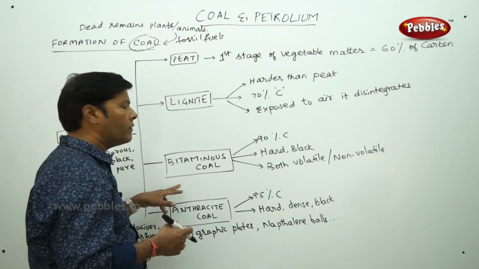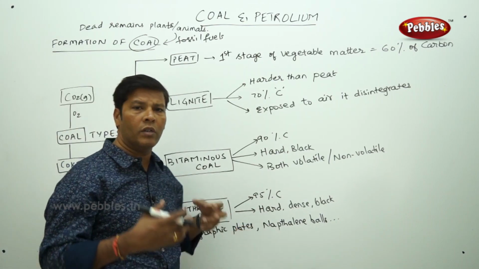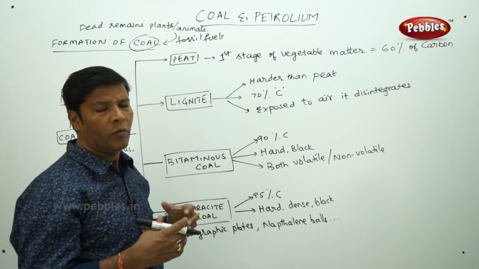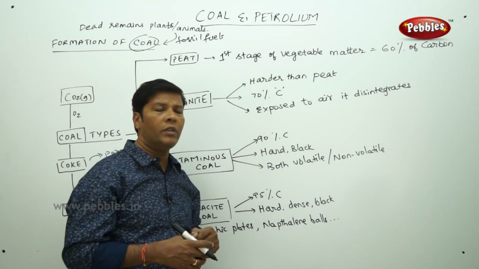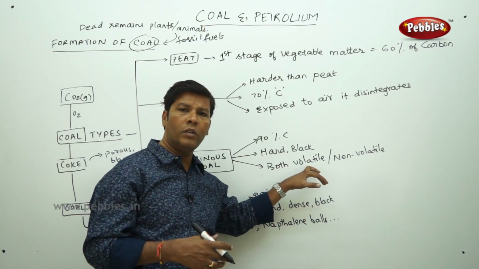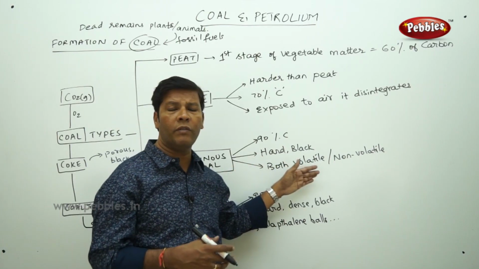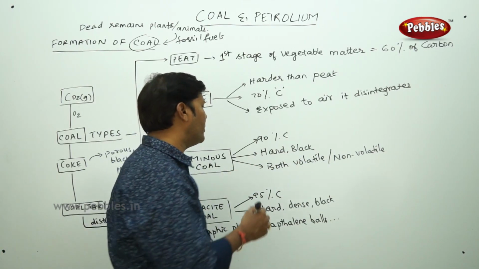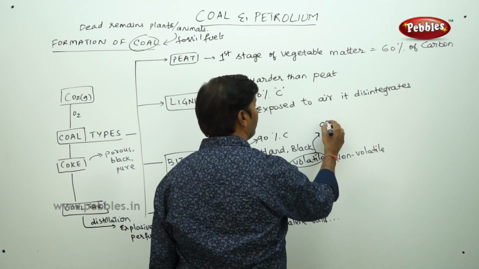Then the third batch of the vegetable matter after decomposition of coal is bituminous coal. This is the purest form of the amorphous form of the coal or carbon, because it contains 90% of carbon, and it is hard, black, both volatile as well as non-volatile. When you heat it, it gives volatile vapors as well as non-volatile vapors. What do you mean by volatile nature? That is quickly evaporating.